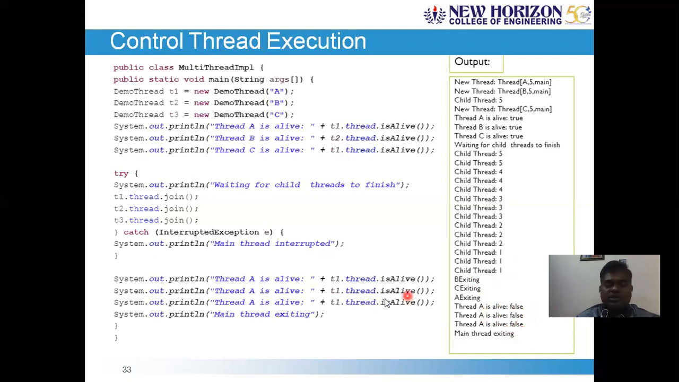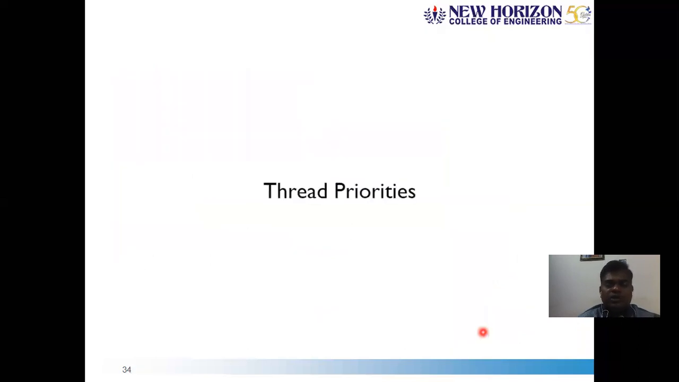After threads A, B, and C complete, the main thread exits. Once the main thread exits, that completes the entire process. Next, we'll move on to thread priorities in the next session.